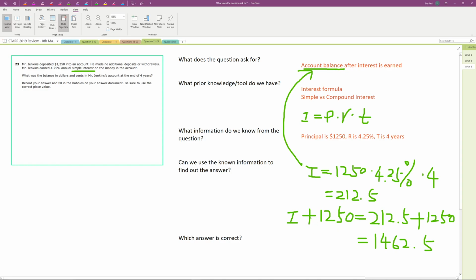So that is the answer. Remember, you have to add back the principal to get the total balance. So the answer is 1462.50. Okay, did you get the correct answer?